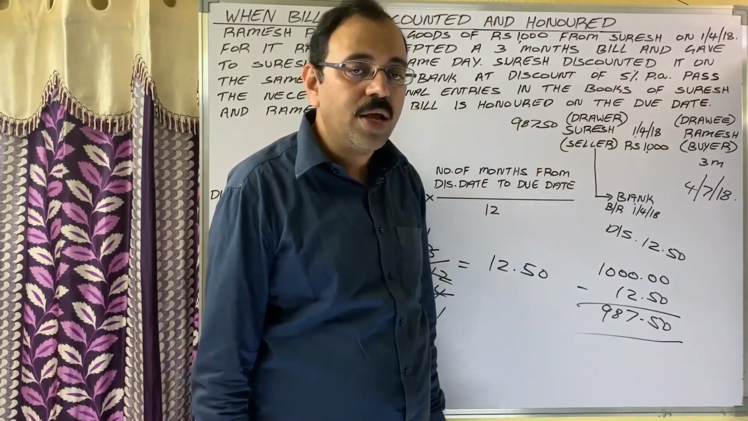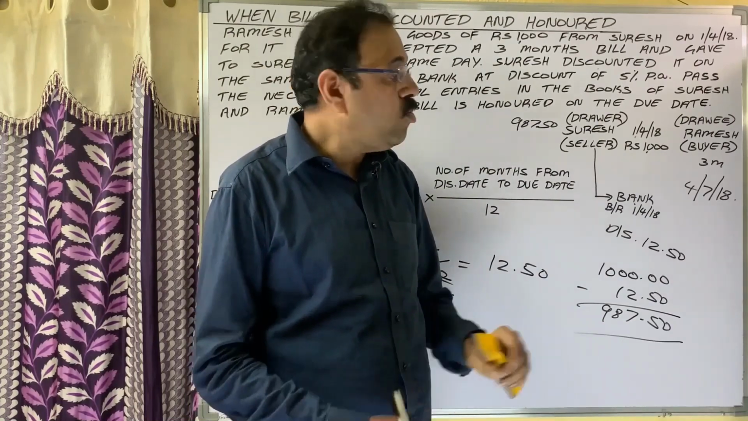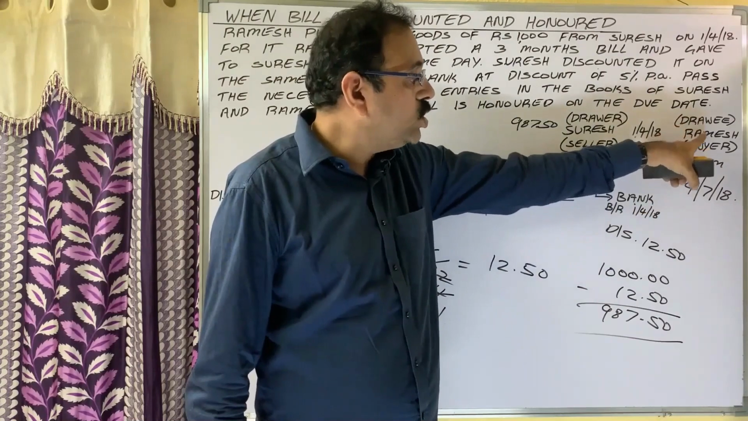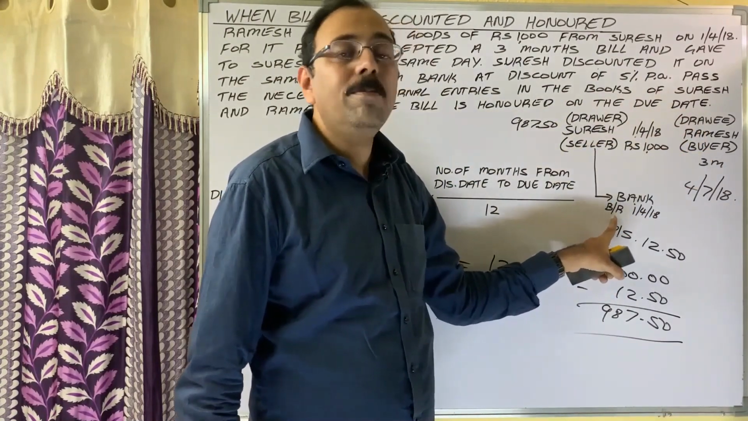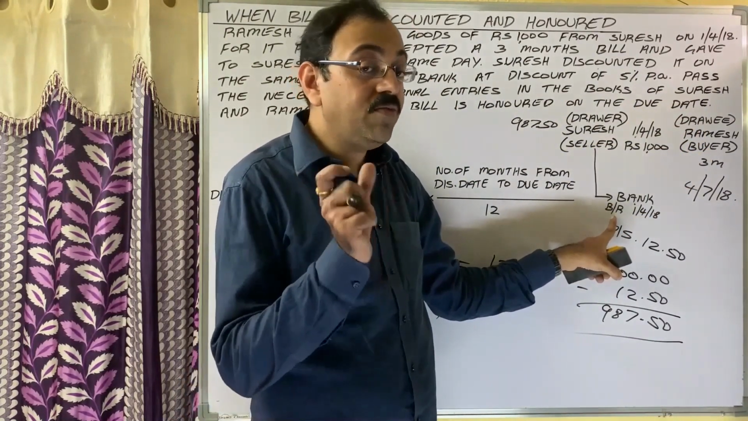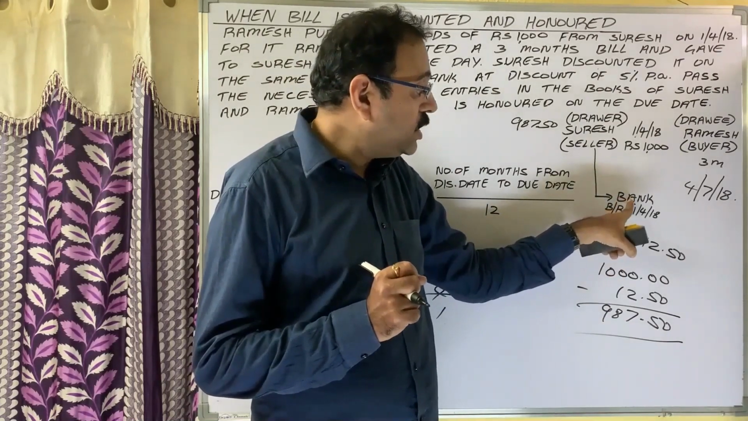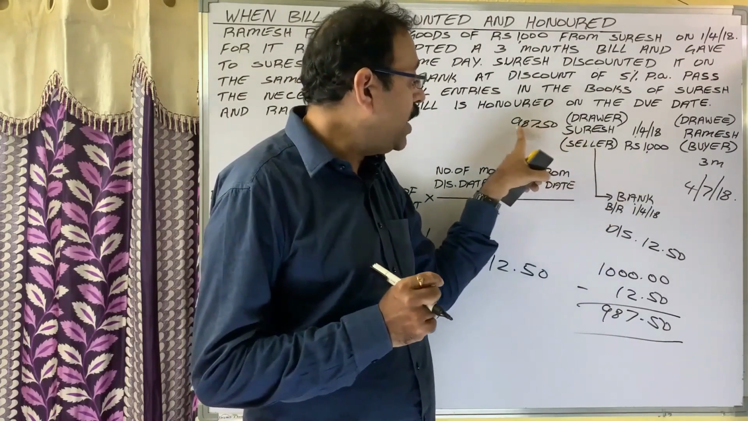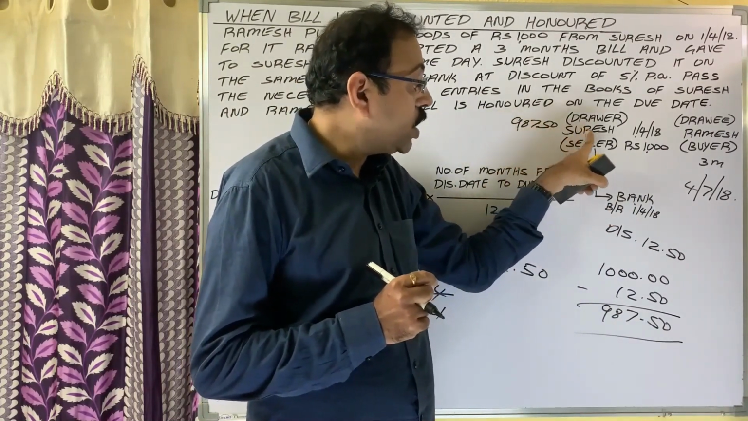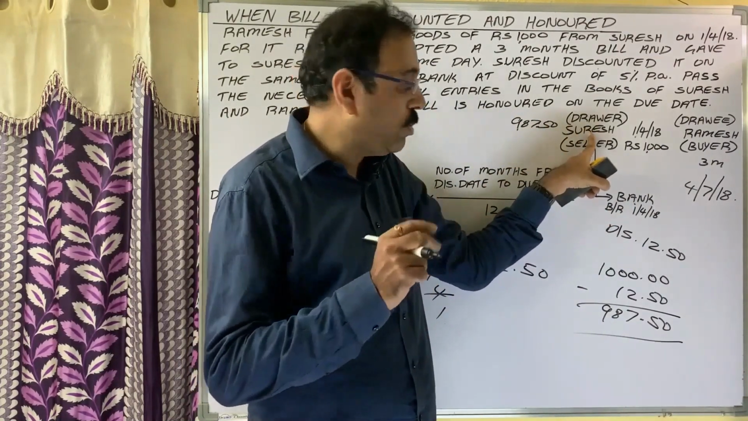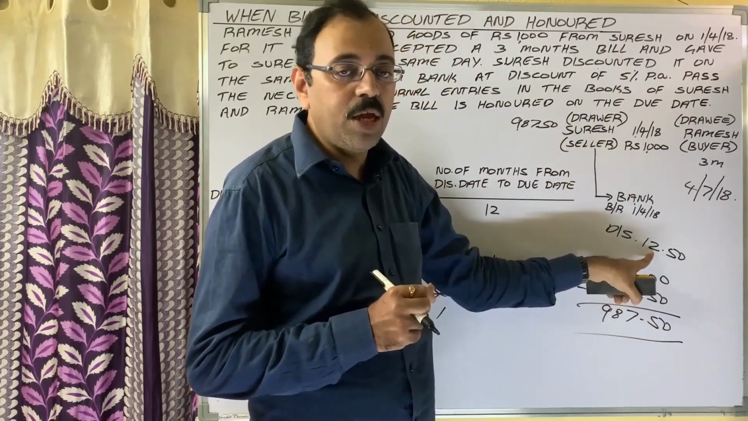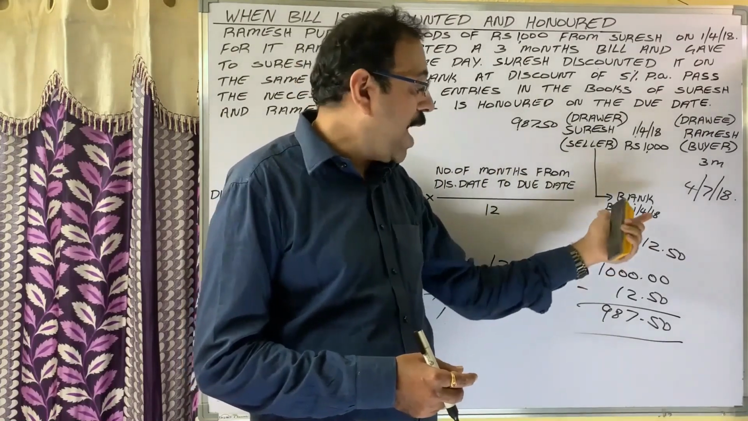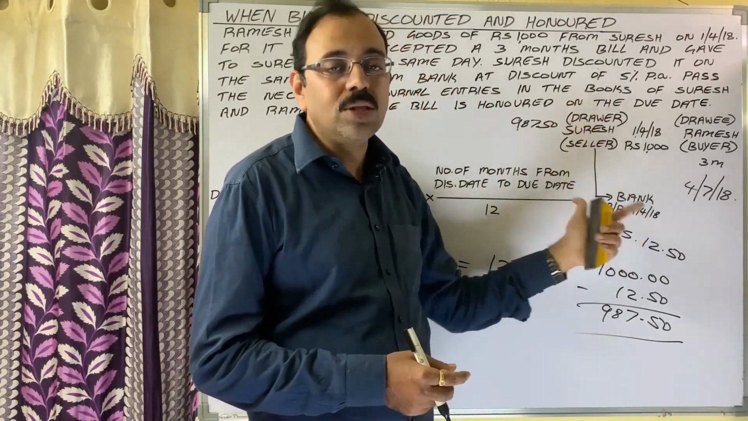Honoring means paying the amount. How much amount does the drawee have to pay? Bill amount 1000 rupees. So Ramesh paid 1000 rupees to the bank. Now how much is the benefit to the banker? The banker is receiving 1000 rupees from the drawee, but the banker paid 987 rupees 50 paise to the drawer. So the difference amount, 12 rupees 50 paise, is the banker's profit. For this profit only, the banker accepted to discount the bill.